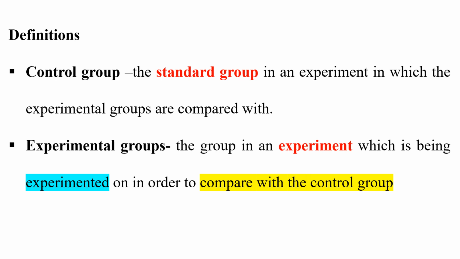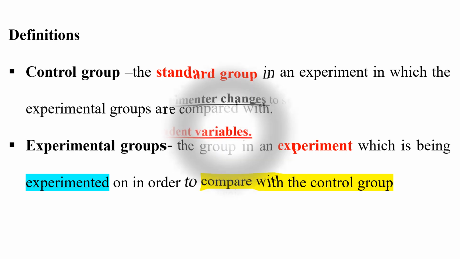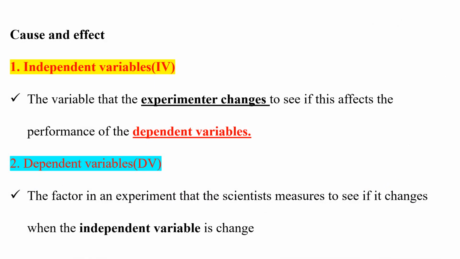The second one is the experimental group, which is the group in an experiment that is being experimented on in order to compare with the control group, to see what's changed in solving a problem. And also we have cause and effects in scientific methods.